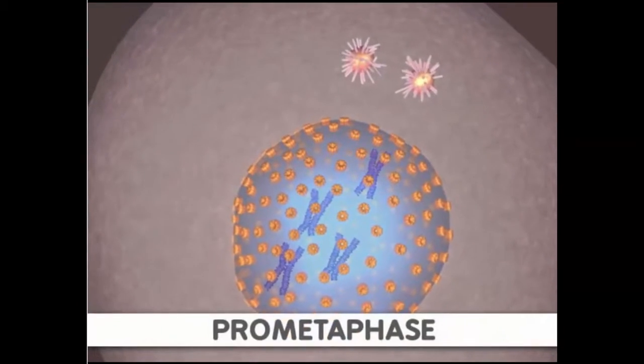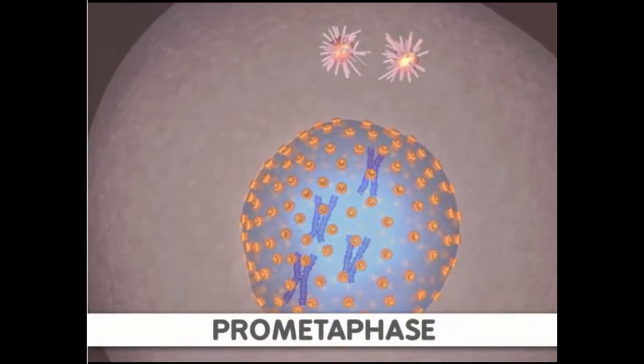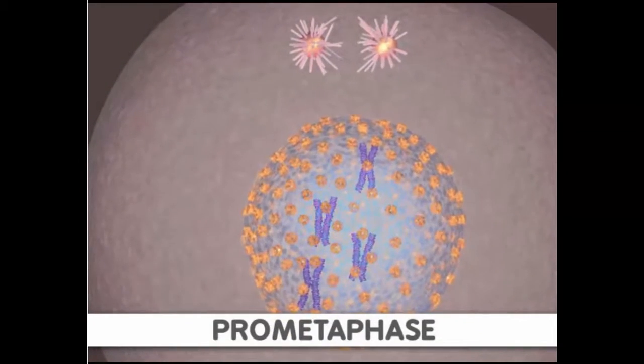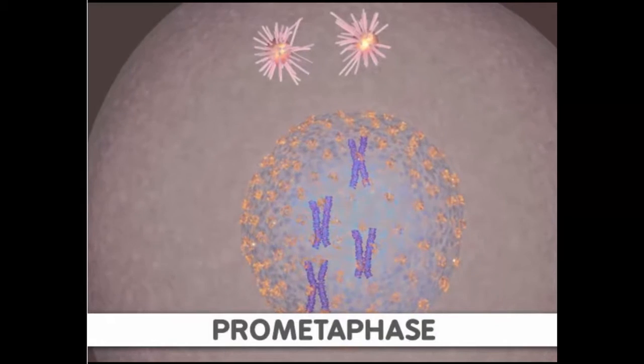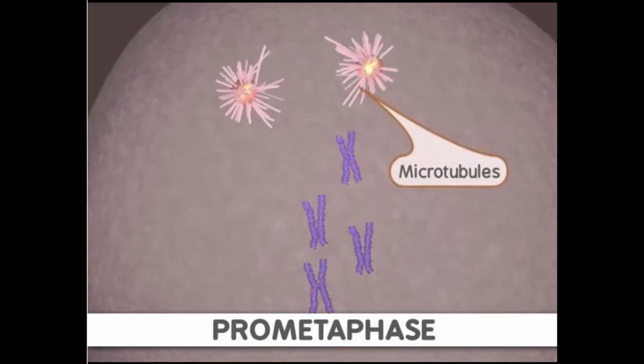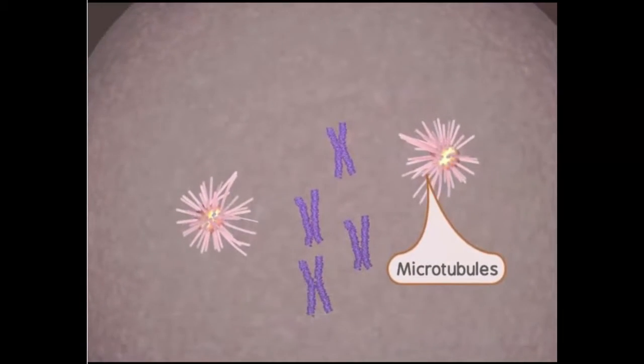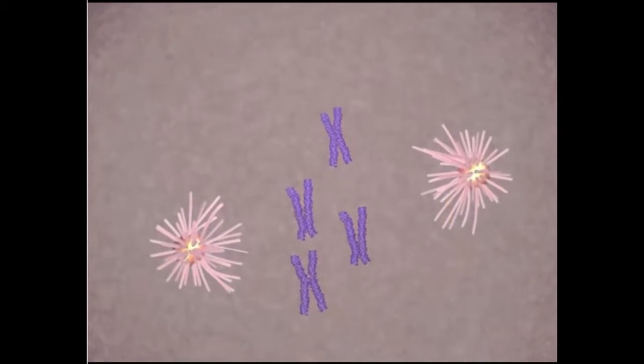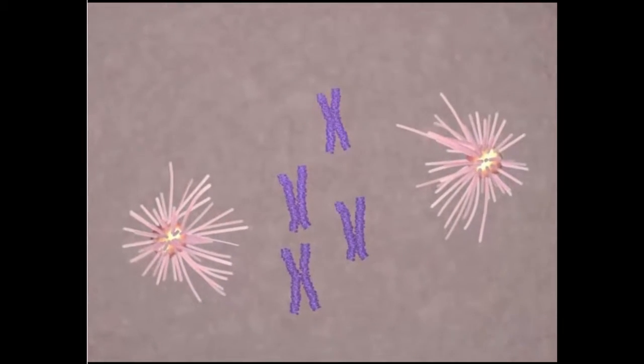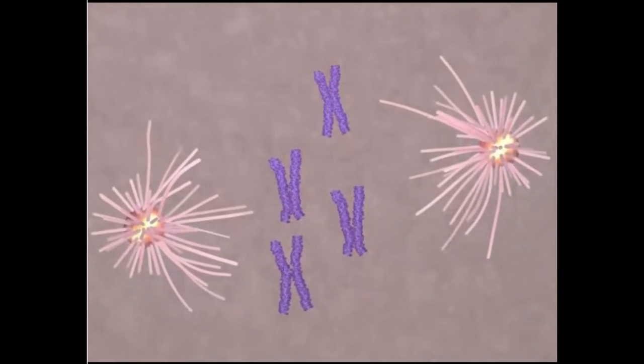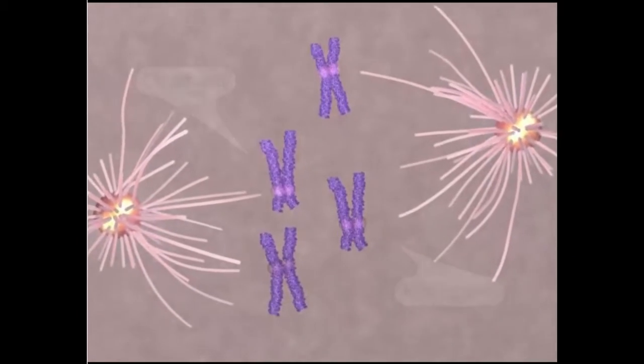Next, prometaphase begins when the nuclear membrane is broken down. At the same time, microtubule strands or spindle fibers are growing from the centrosomes. These strands attach to a protein structure called the kinetochore. One kinetochore is attached to the centromere of each sister chromatid.